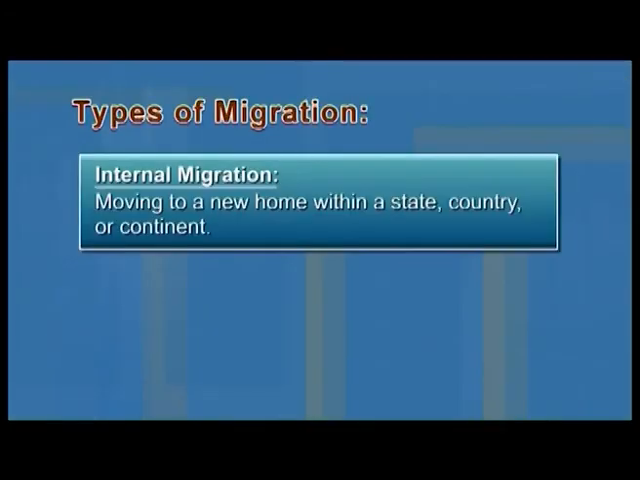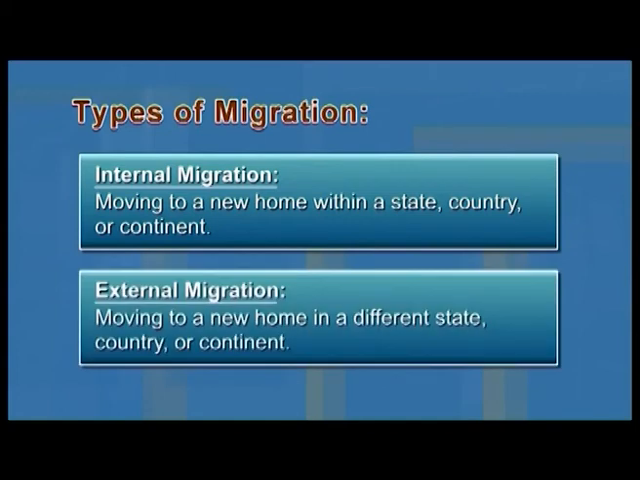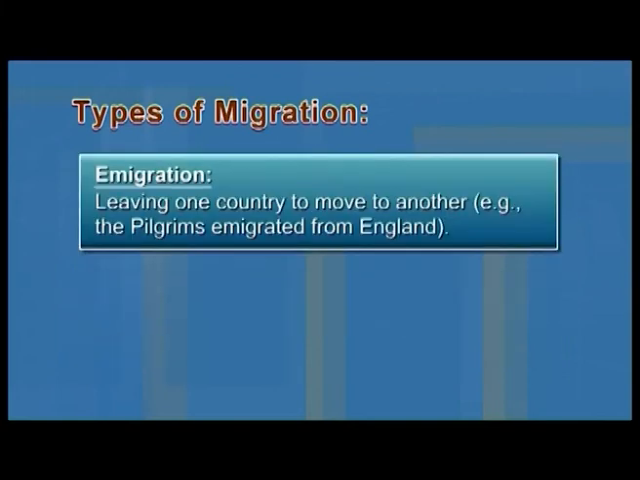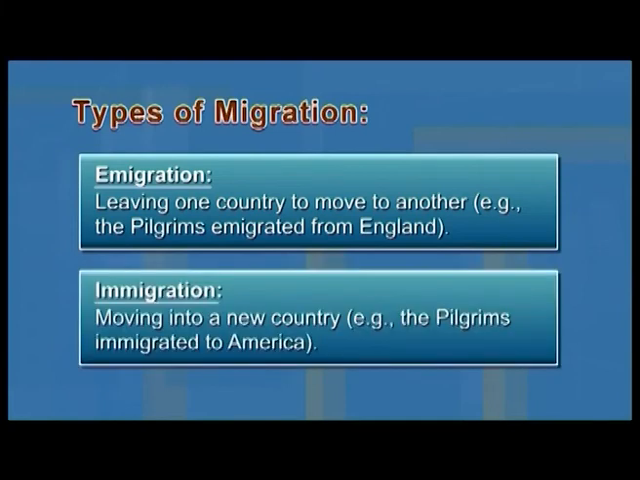Types of migration are as follows. Internal migration, moving to a new home within a state, country, or continent. External migration, moving to a new home in a different state, country, or continent. Emigration, leaving one country to move to another. For example, the Pilgrims emigrated from England. Immigration, moving into a new country. For example, the Pilgrims immigrated to America.